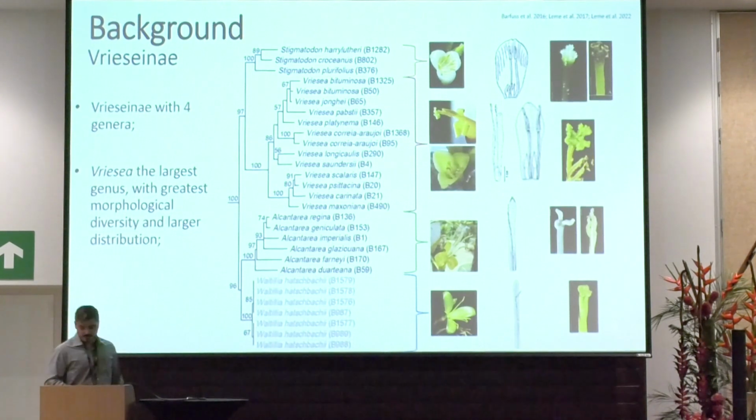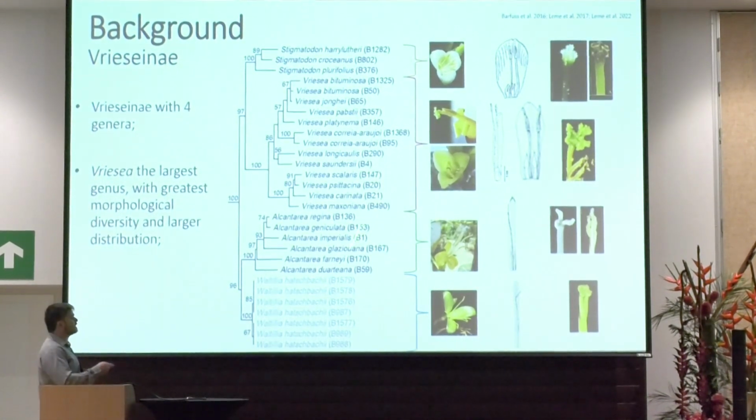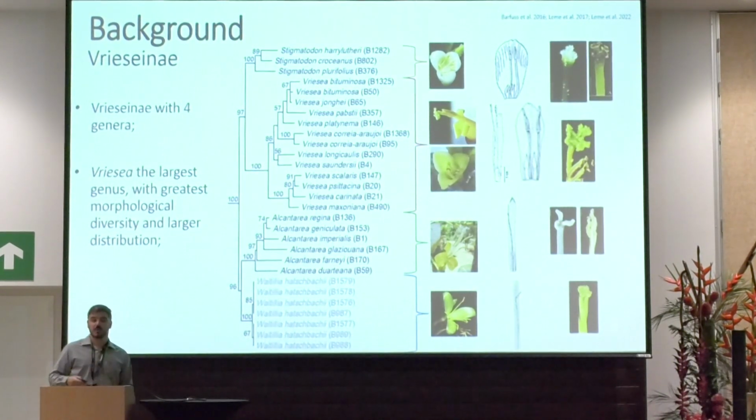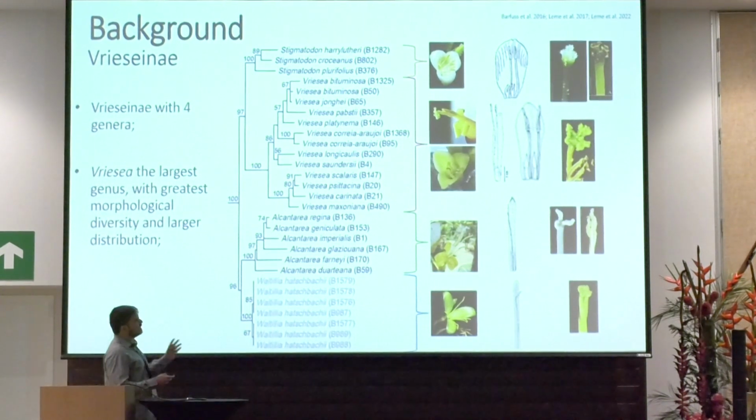So regarding the morphology of Vriesea, we have 4 genera. The genera are Stigmatodon, Vriesea, Alcantarea, or Alcantara, depends, and Waltillia as well. Vriesea is the largest genus, has more than 200 species, and has the widest distribution and the largest morphological diversity. We can observe here some key traits that we can use to differentiate these groups.